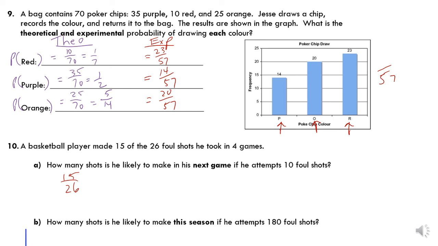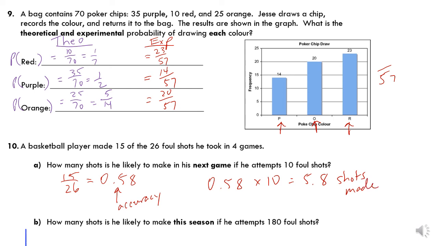And we'll go to 1 decimal place, 0.58. So that's his accuracy, based off of the last 4 games. If he attempts 10, his accuracy, which is 58% or 0.58, times 10, go to 1 decimal place, equals 5.8 shots made. Now you obviously can't make 0.8 of a shot.